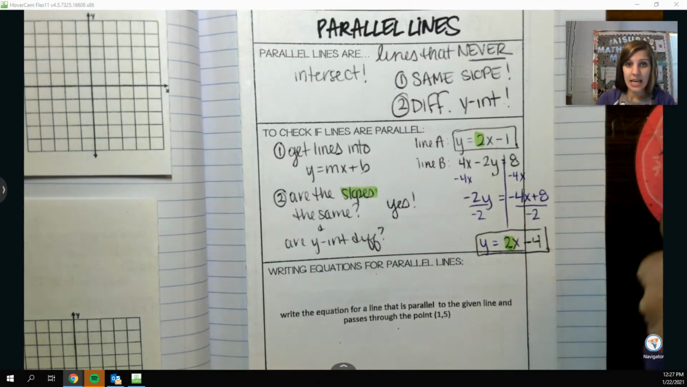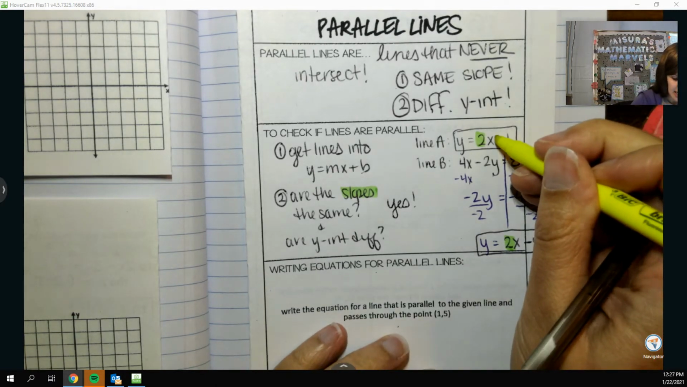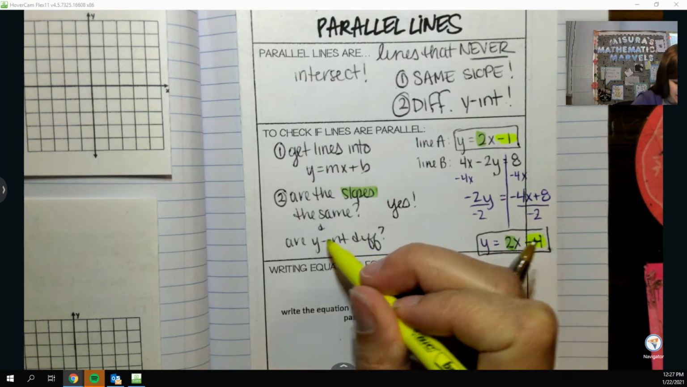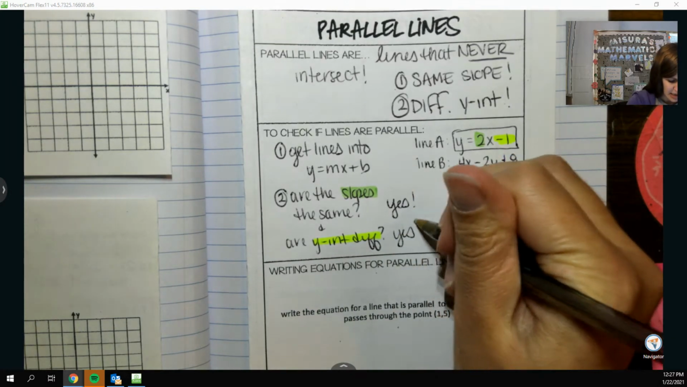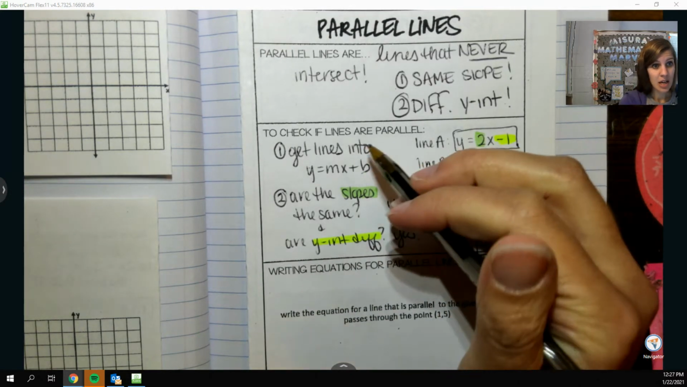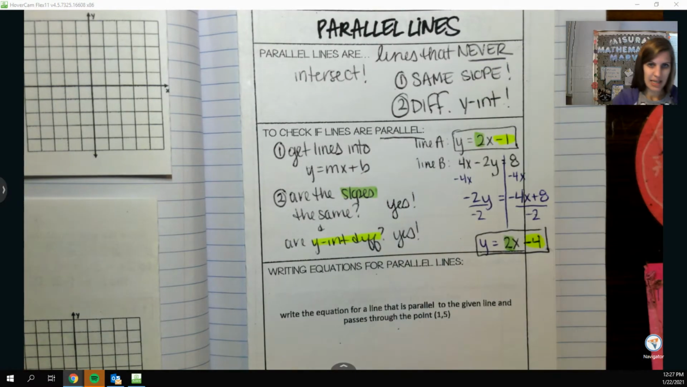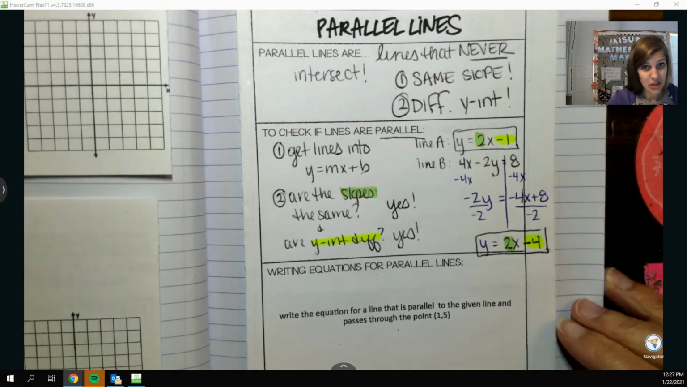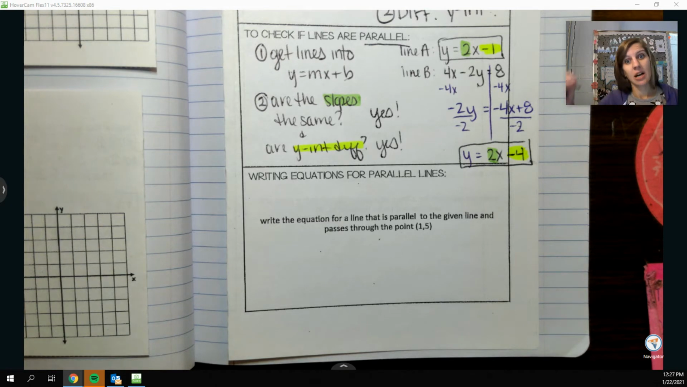I also need to answer the question, are the y-intercepts different? And the answer is yes, because that one's a negative 1 and that one's a negative 4. And that's a yes. As long as I get a yes on both, the lines are parallel. So, yes, parallel.